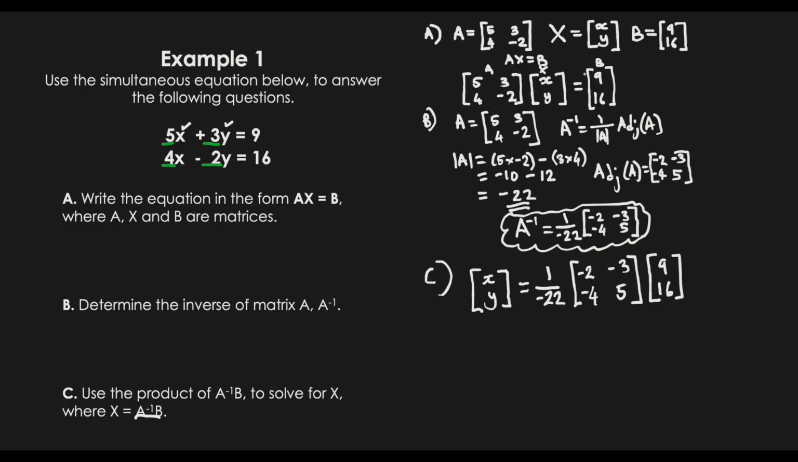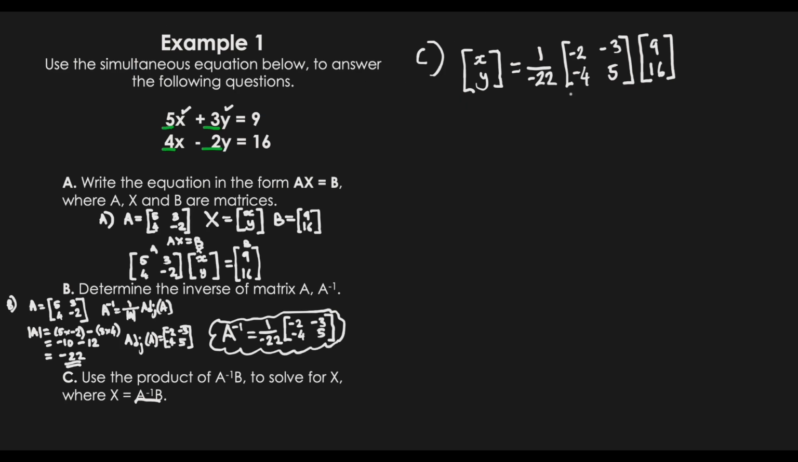So I'll just create a little bit of space here. Alright, so how I like to do this is I like to try and multiply these out first, and then I'll deal with this. Okay, so we go back like this again. So xy is equal to 1 over -22. I'm worried about this here first. That's the first thing I'm going to do. Remember we have to go across like this and then down. There's going to be -2 times 9 plus -3 times 16.